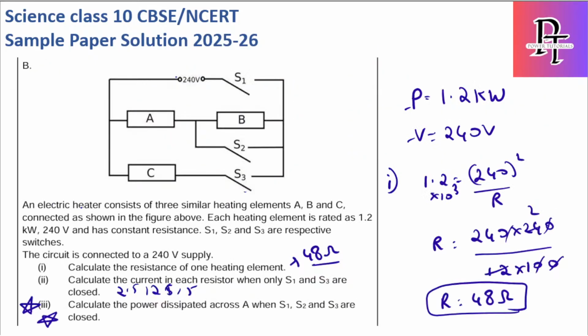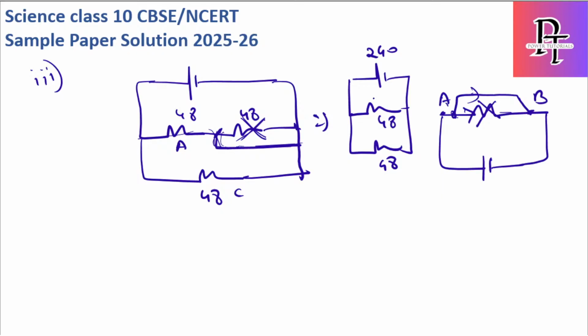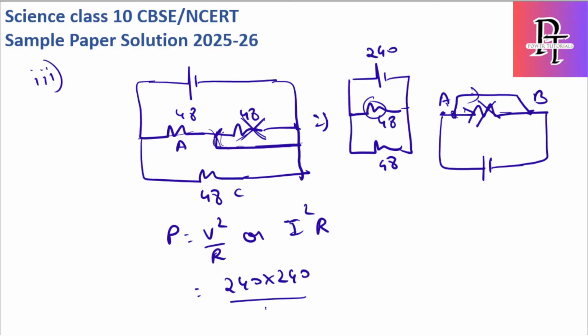Now let's see what they are asking. Calculate the power dissipated across A. So they are simply asking for the power value for this resistor. We can solve this using two formulas, either V squared by R or I squared R. I will show you both formulas and prove that both values are correct. For this we need the voltage across this resistor, which we already know is 240. So 240 into 240 by the resistor, which is 48. 24 2s are 48, 24 10s are 240, so 240 into 5 is the power as per the V squared by R formula.